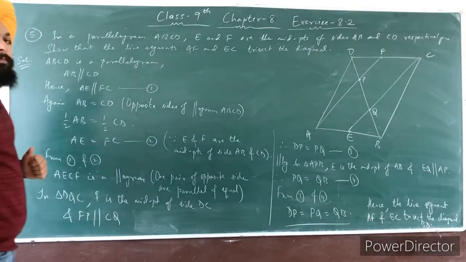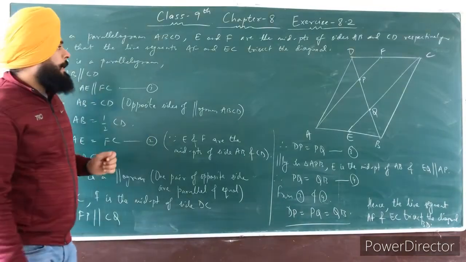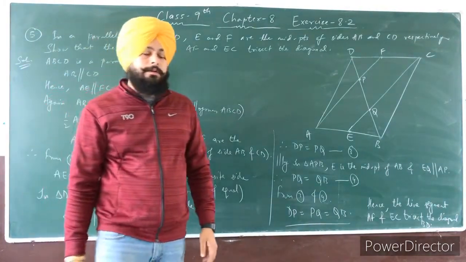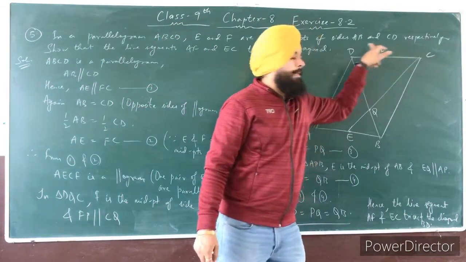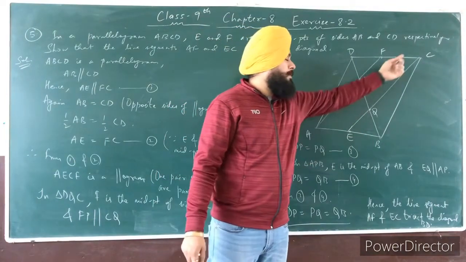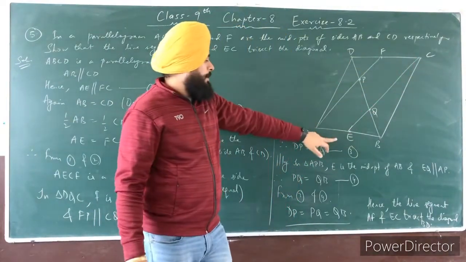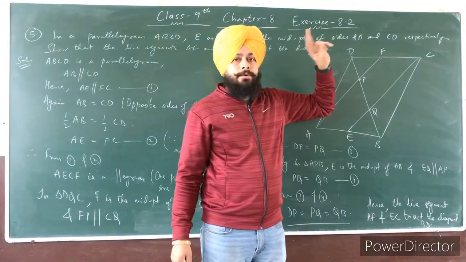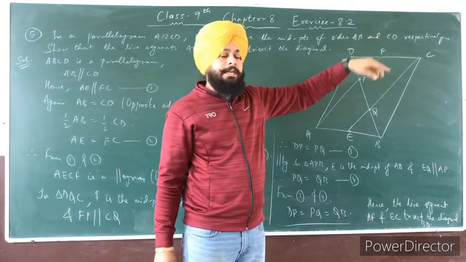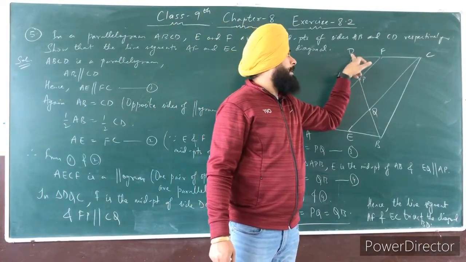Next, this is your question number 5. In a parallelogram ABCD, E and F are the midpoints of sides AB and CD respectively. This ABCD is a parallelogram in which opposite sides are equal and parallel. AB is parallel to CD and AD is parallel to BC. E is the midpoint of side AB and F is the midpoint of side CD.